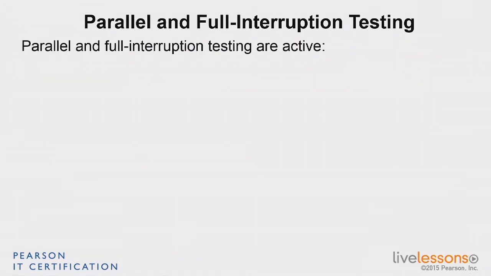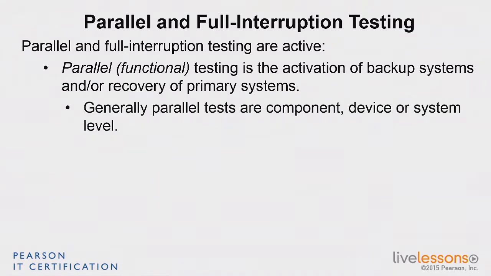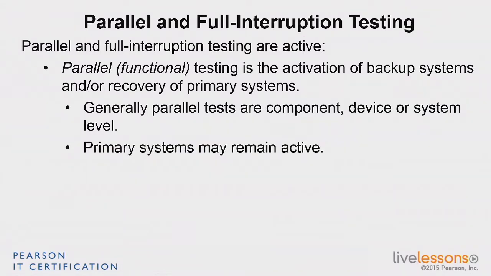Parallel and full interruption testing are active. Parallel, sometimes called functional testing, is the activation of backup systems and/or the recovery of primary systems. Now, generally, parallel tests are component, device, or system level. Depending upon the scenario and the criteria, primary systems may remain active or primary systems may go offline, and the organization may begin depending upon the recovery system or the backup system.